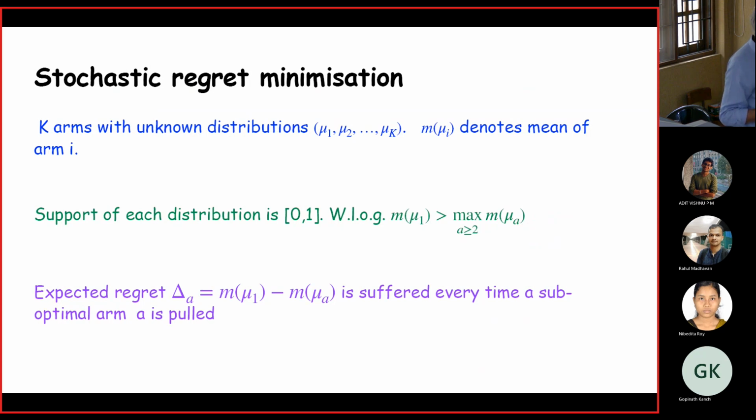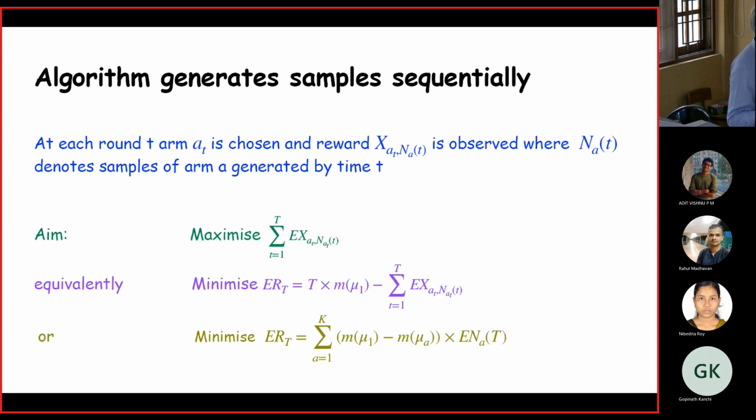Expected regret: every time I pull arm a, in expectation I suffer a regret because I should have pulled arm 1. Arm 1 is the best one. I don't know it, but that's what I want to pull. So I incur a regret which is mu 1 minus mu a. That's every time I pull a suboptimal arm.